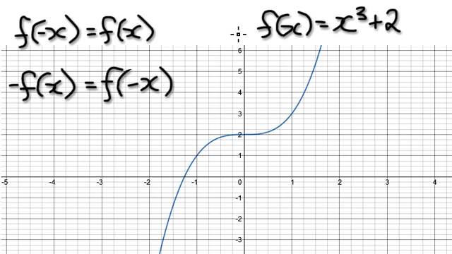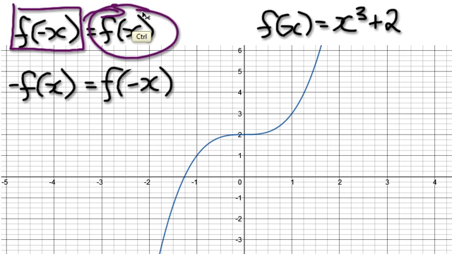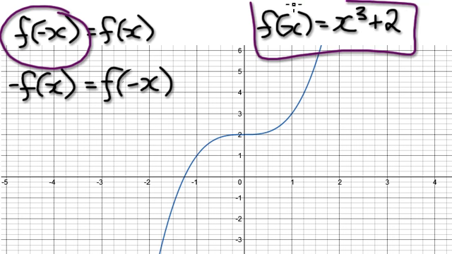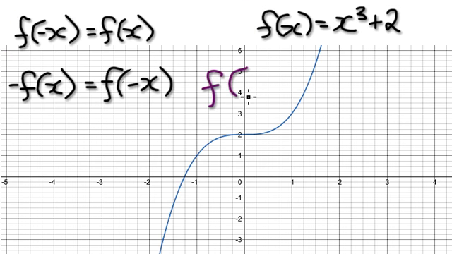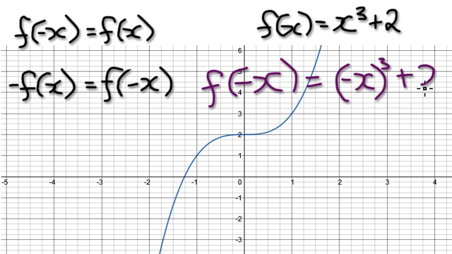At the moment your graph looks like this. Press pause and have a go. Okay, so let's check if it's an even function. If it's an even function, then after applying this transformation it must equal the original. So let's apply this transformation to this function. We are going to apply f of minus x, which gives minus x to the power of 3 plus 2.